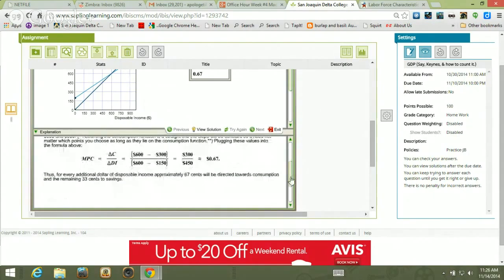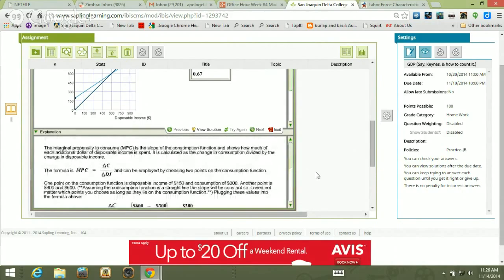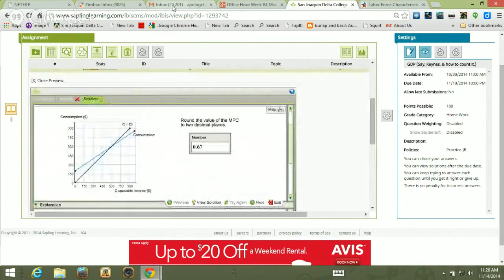So anyway, it is what it is, but what we're really saying is for every dollar you spend, 0.67 is gone. So let's go back and kind of close this out.